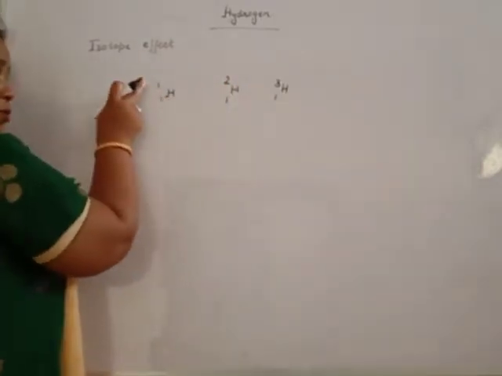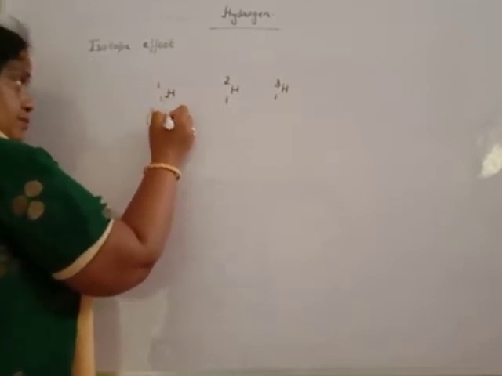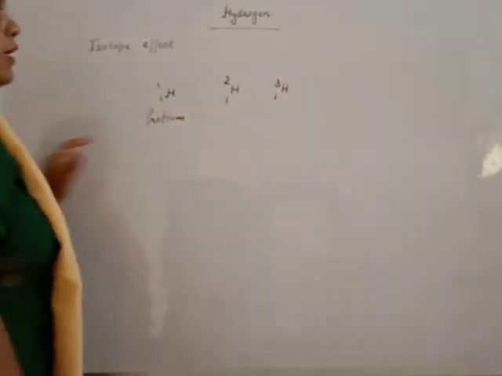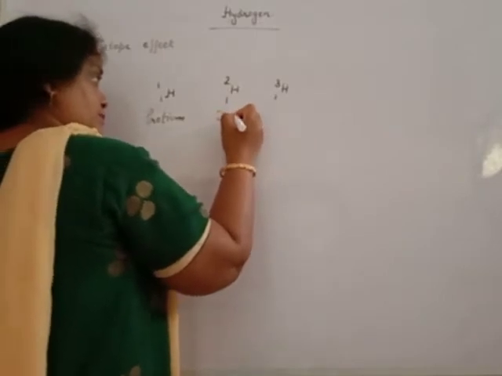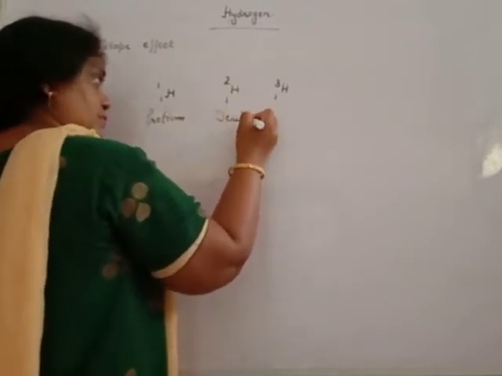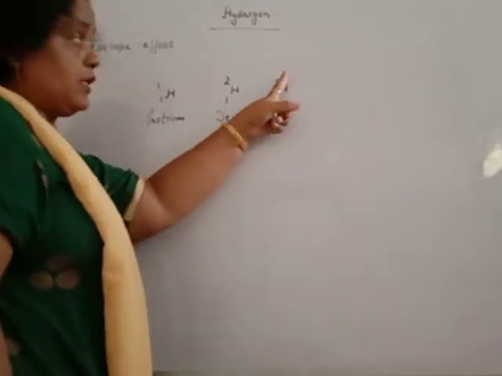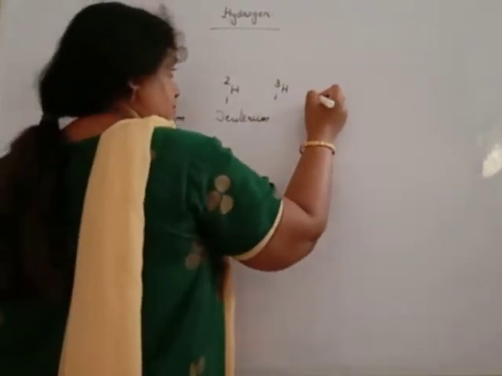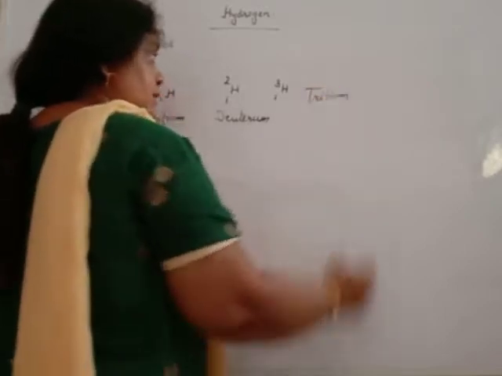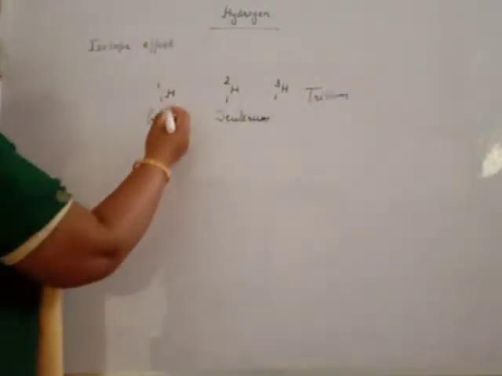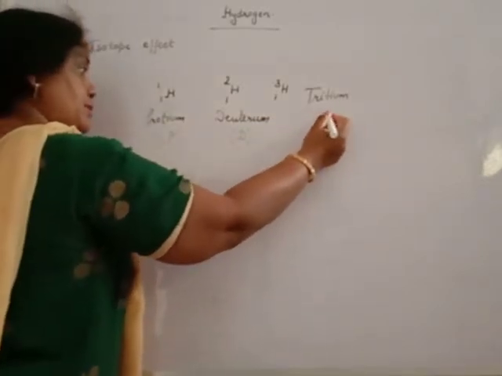The hydrogen with atomic mass 1 is known as protium. Hydrogen with atomic mass 2 is known as deuterium. And hydrogen with atomic mass 3 is known as tritium. Beta, they are represented by P, D and T.